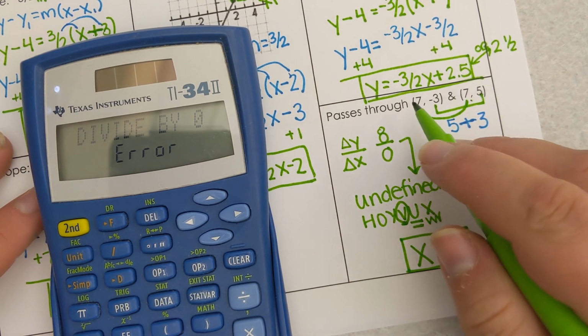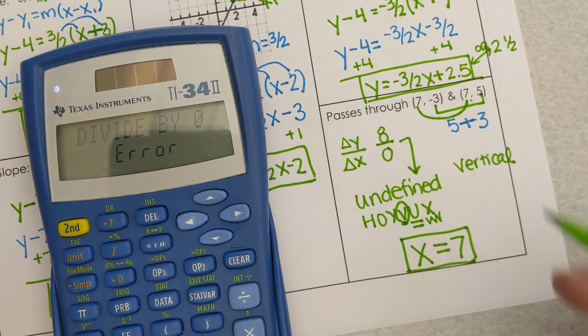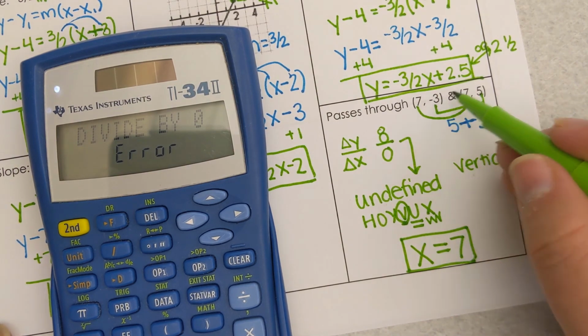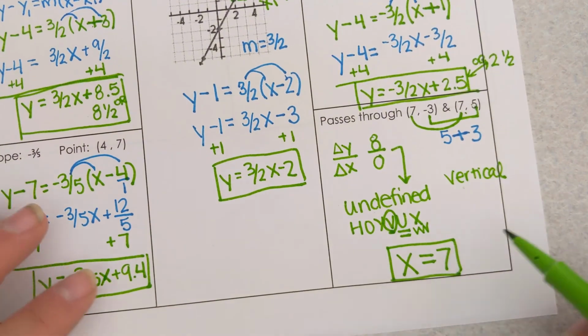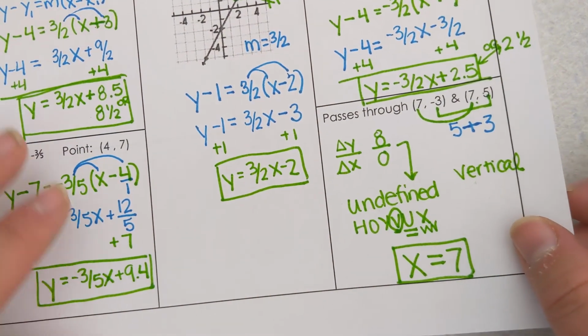And if you ever see that the x value or the y value is the same on both points, that's going to be your equation. If it's the x that's the same, it'll be x equals. If these two were the same, it would be y equals. Okay, so this kind of goes back to 1.3 a little bit. All right, let's do the back side.